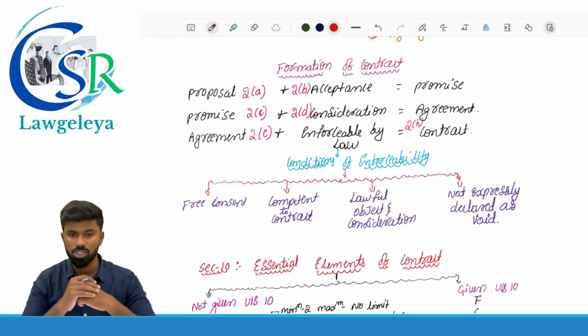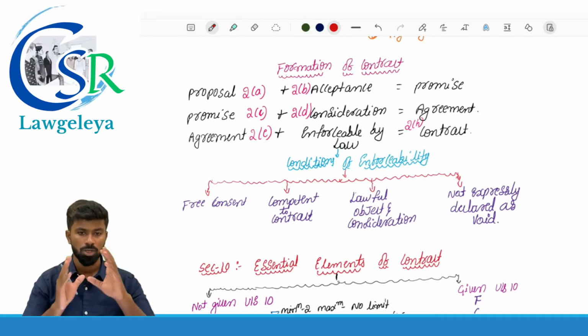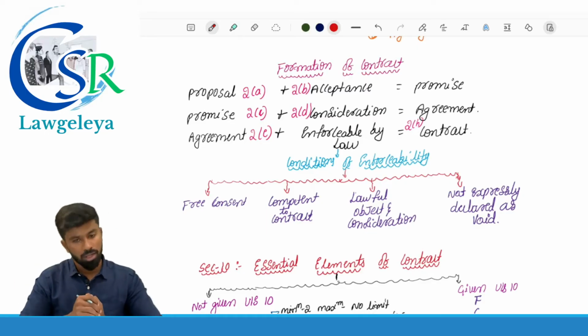Promise plus consideration, agreement. So section number 2 subclause C defines the words promisor and promisee. Section number 2 subclause D defines the word consideration. Section number 2 subclause E defines the word agreement, and 2 subclause H defines the word contract. Proposal 2A, acceptance 2B, promisor and promisee 2C, consideration 2D, agreement 2E, and the contract is 2H. This is how contracts are made in India.